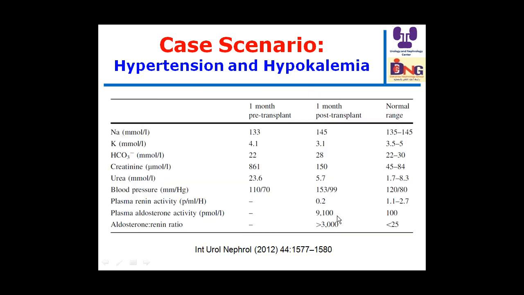Another case of hypertension and hypokalemia. This is a laboratory analysis 1 month pre-transplantation: sodium 133, potassium 4.1. But 1 month after transplantation, serum potassium is 3.1 and serum sodium is within the high normal range. So here again, aldosterone is very high, and the aldosterone ratio too. So it is primary aldosteronism, another case of primary aldosteronism.